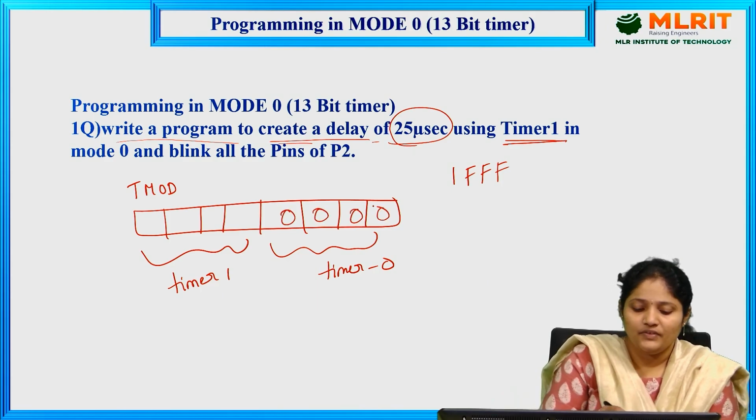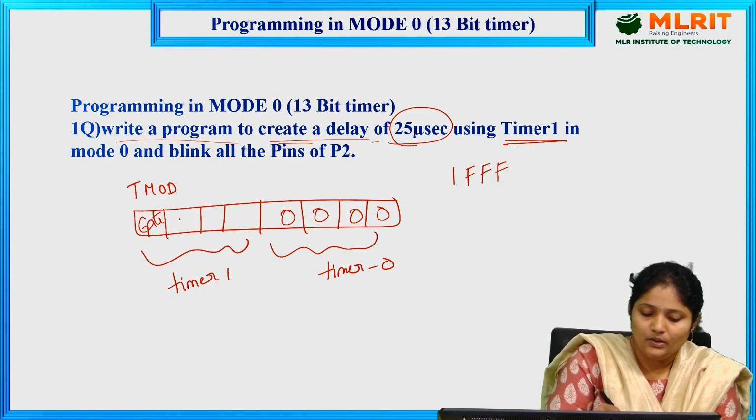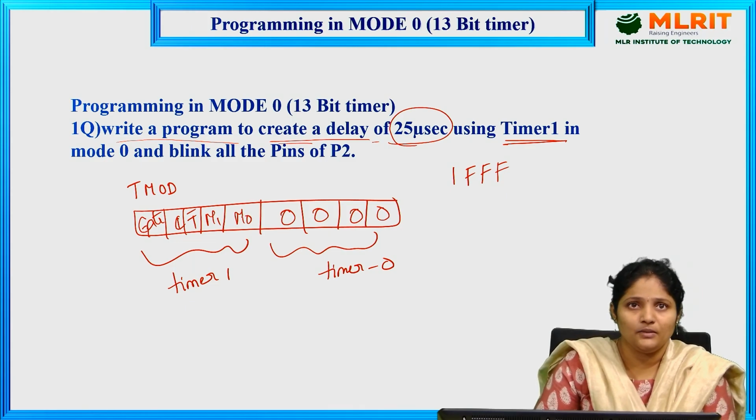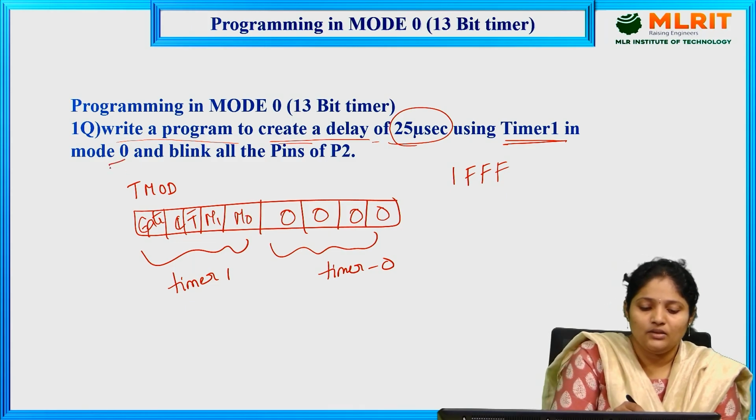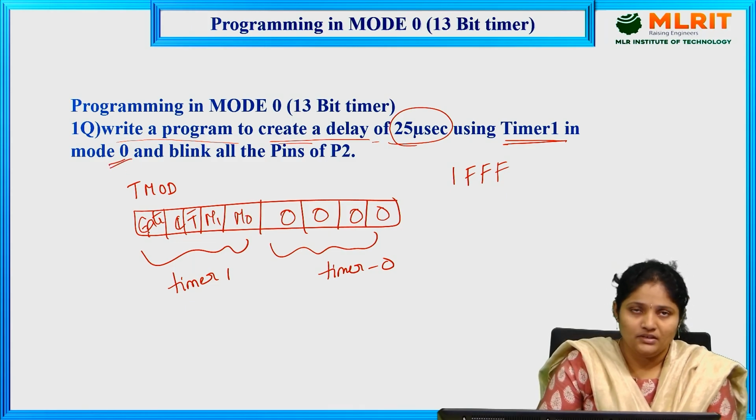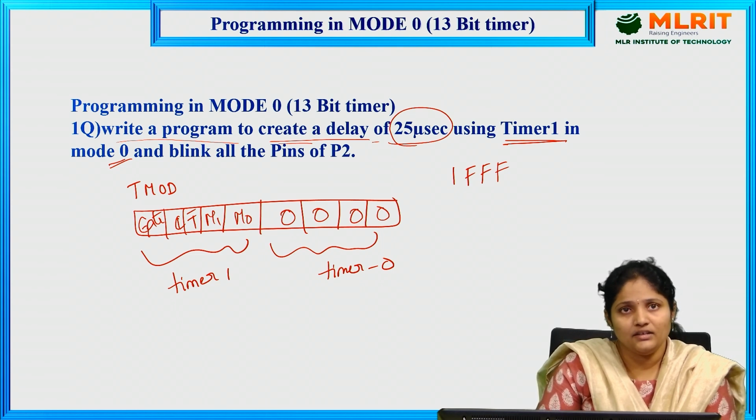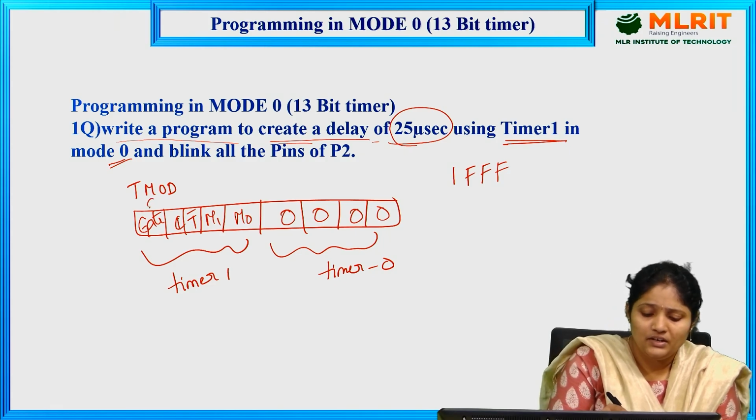The first one is gate, the second one is counter or timer, and the third ones are M1 and M0, which are used to select the mode. Here the mode is 0, and the gate bit will always be 0 because we are using it in software. If hardware is utilized, then we will keep the gate bit as 1. But here we are writing the program, so software is used. So we need to keep it as 0.